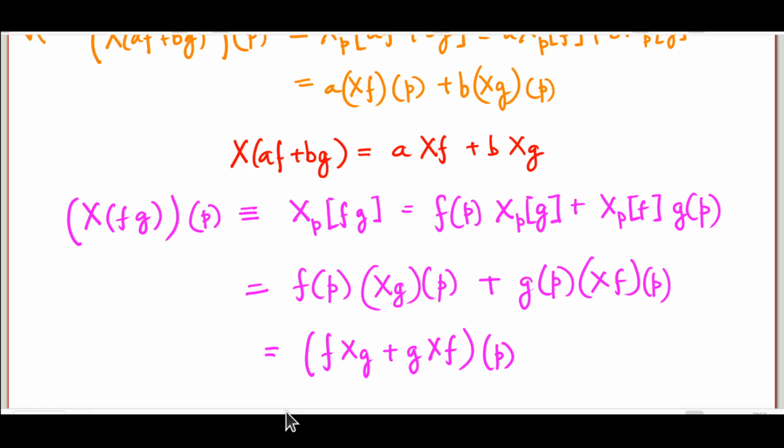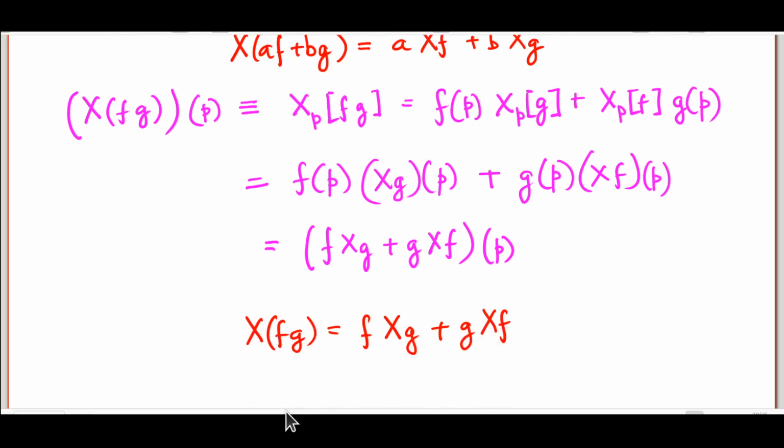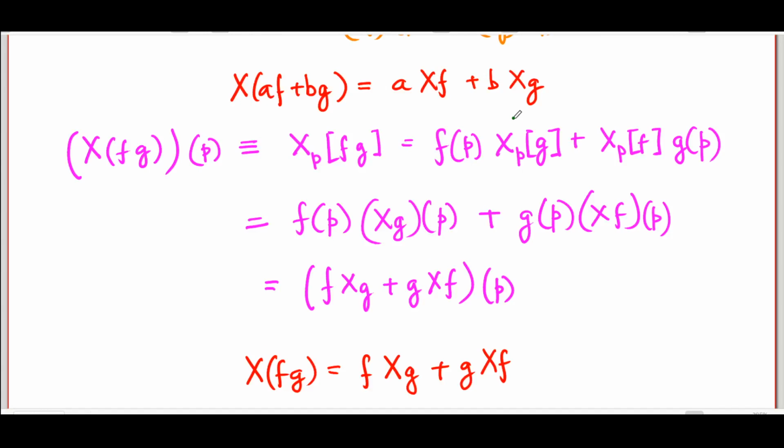Once again, this is true for all points p in the domain of X, and therefore we can just drop the p and write X's action on the product function fg is f times X of g plus g times X of f. And for obvious reasons, we call this the derivative property for vector fields. This looks exactly like the Leibniz rule for treating the derivative of a product of two functions. So we have seen that if we treat a vector field in this particular avatar, in which it acts on smooth functions to produce functions, we must have the following properties of linearity and the derivative property.